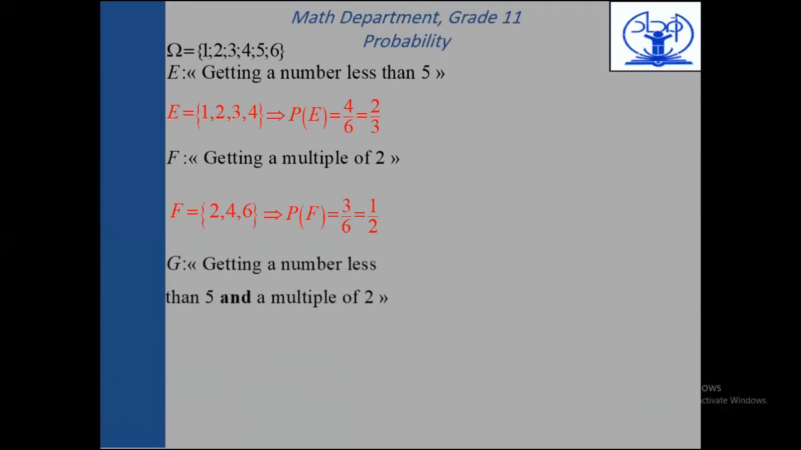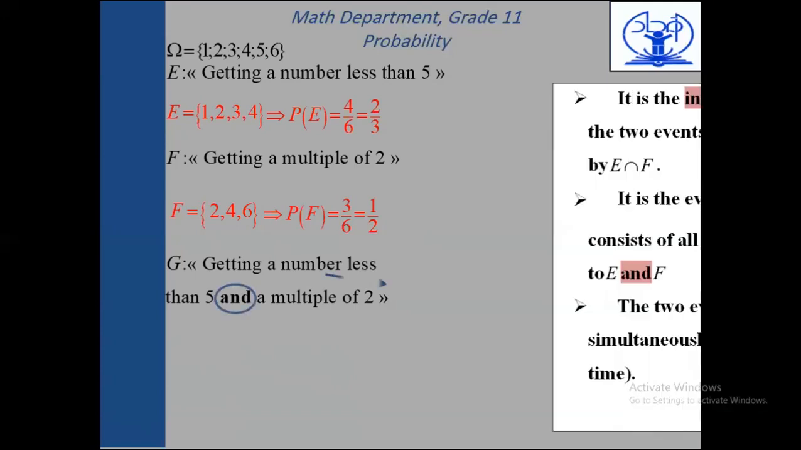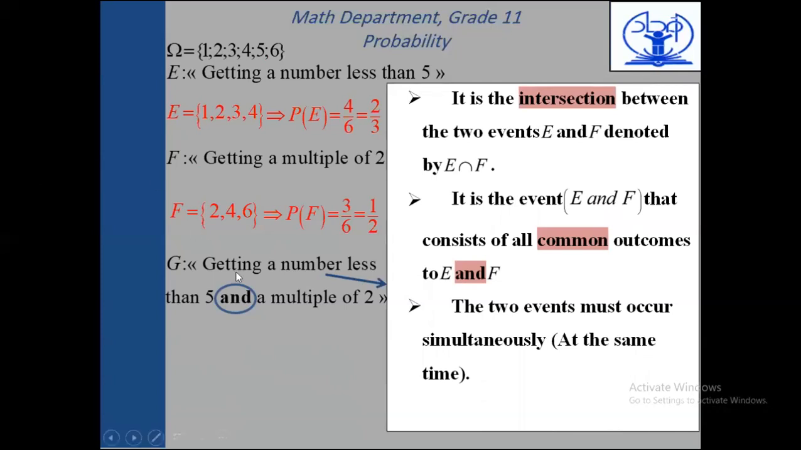Now, what's the probability of getting a number less than 5 and at the same time being a multiple of 2? Actually, when we talk about the conjunction of two events and making them one event with the word and, this is the intersection between the two events E and F. We deal with events exactly as we deal with sets. And you've studied intersection and union last year, and this is denoted by E intersection F.